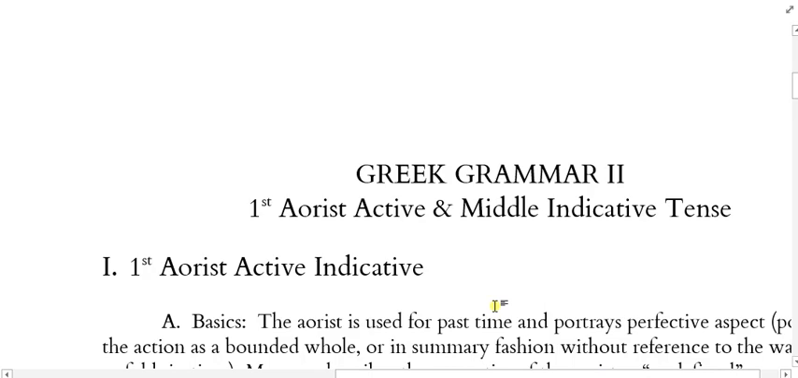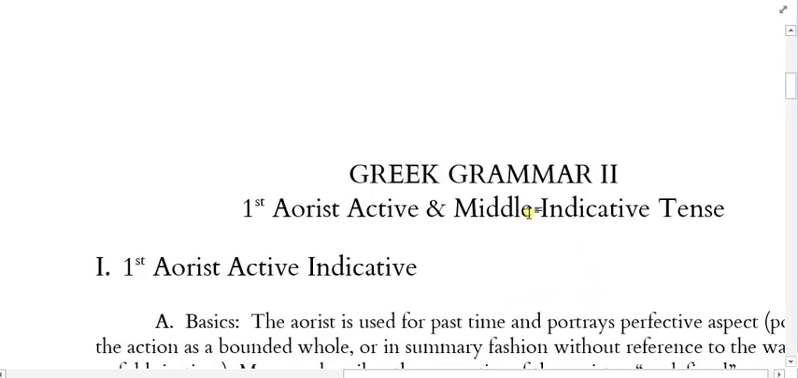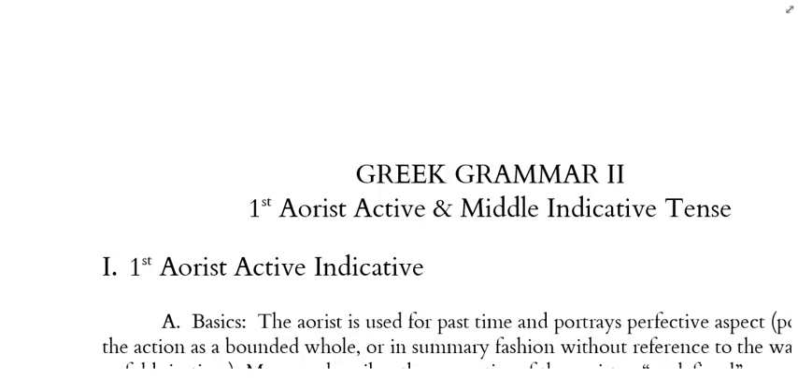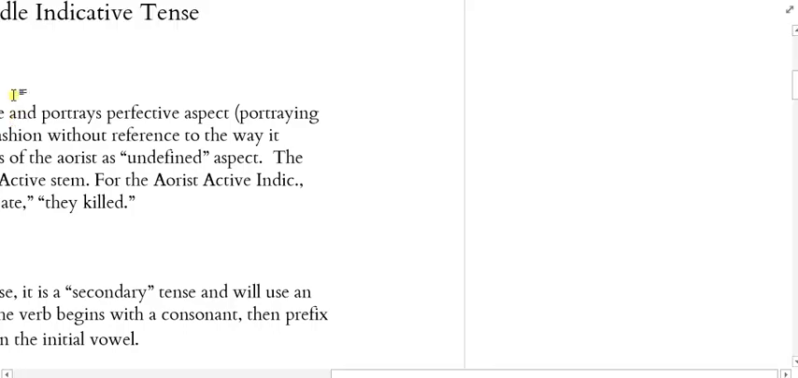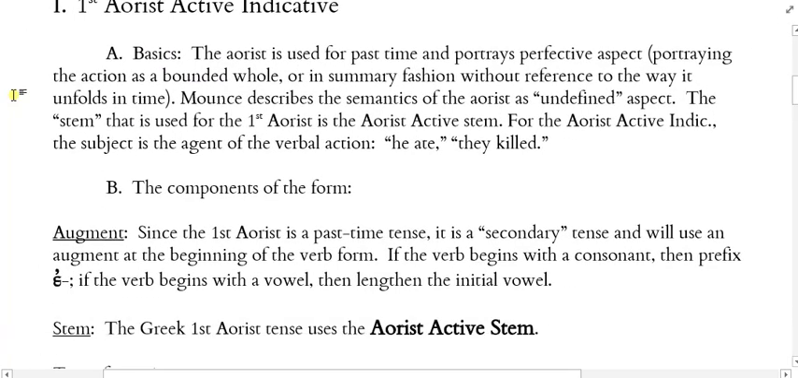So look up here. The first aorist, active indicative. The aorist is used for past time, as we've mentioned before, just like the imperfect, but it portrays perfective aspect. That is, the action is portrayed as a bounded whole or in summary fashion without reference to the way it unfolds in time. As you know, Mounce describes this as undefined aspect, and I am not going to use that term as a general rule. The stem is the aorist active stem, and we will typically use the simple past in order to translate it.